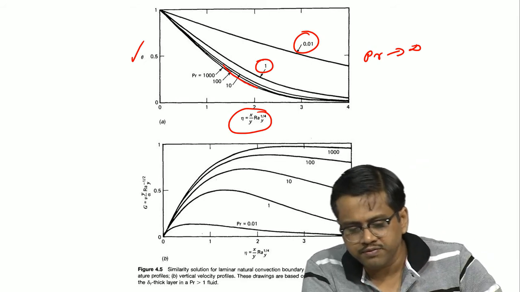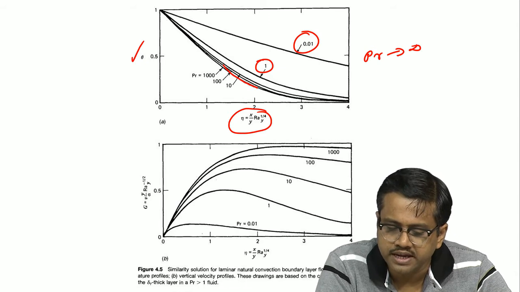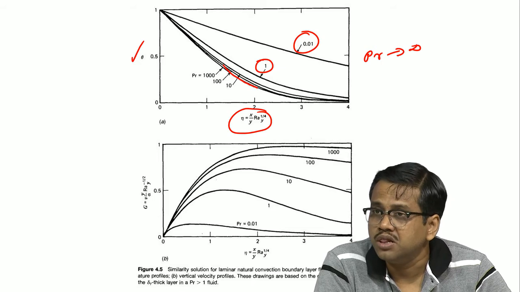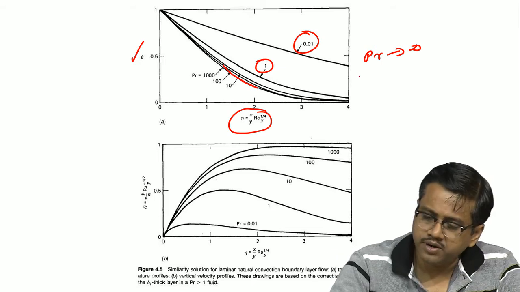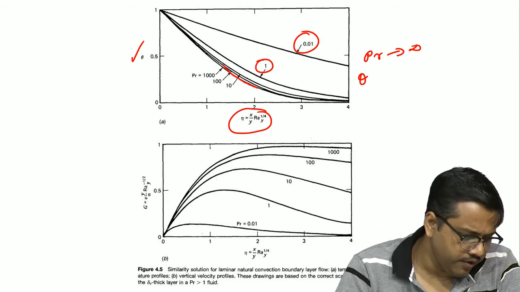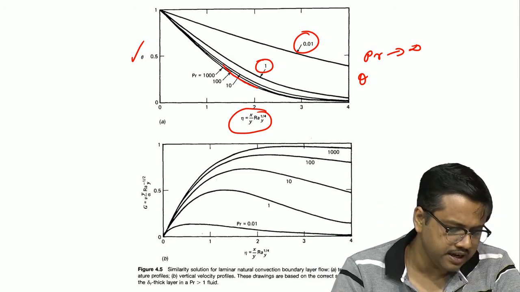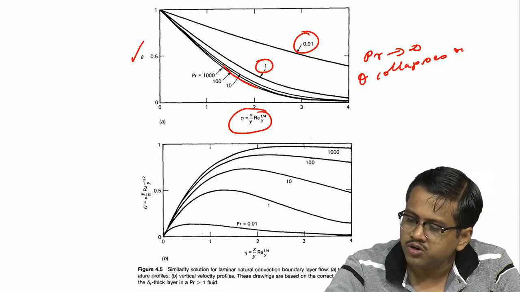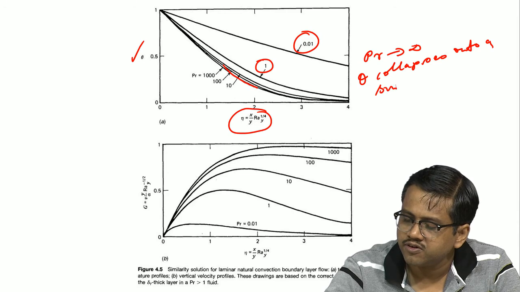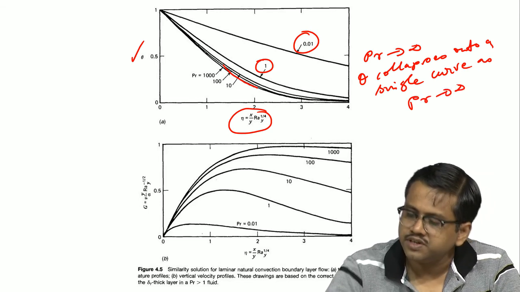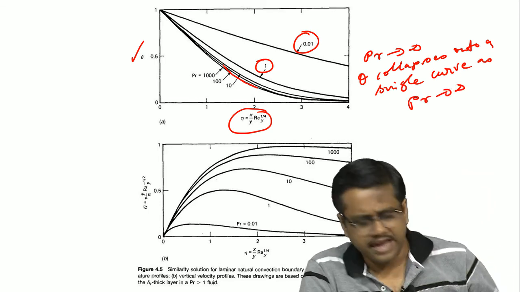For example, from 10 to 1000, it is a Prandtl number change of 2 orders, right, but the graphs have not shifted at all. So, you can see what we can conclude: that theta basically collapses onto a single curve as my Prandtl number approaches infinity, right. Why does that thing happen, right?